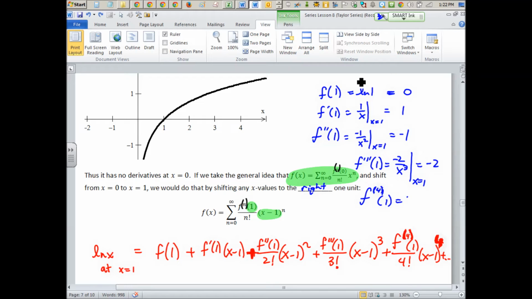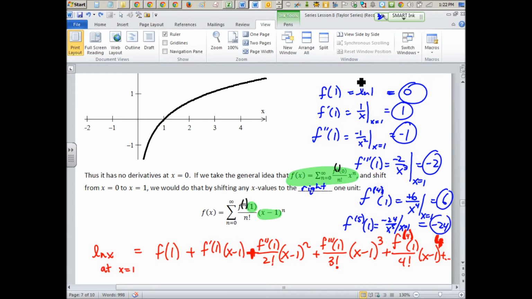The next one is negative, that's actually positive 6 over x to the 4th. And you're plugging in 1. So this is 6. If you take the derivative again, it's going to be negative 24 over x to the 5th. But you're plugging in 1. So it's negative 24. So your coefficients go like this: 0, 1, negative 1, negative 2, 6, negative 24.